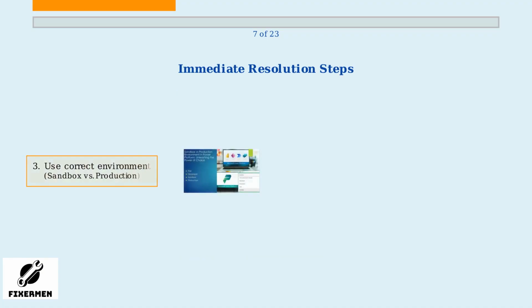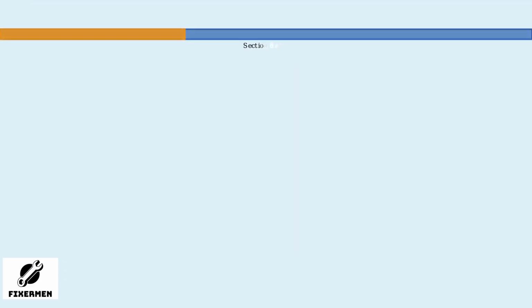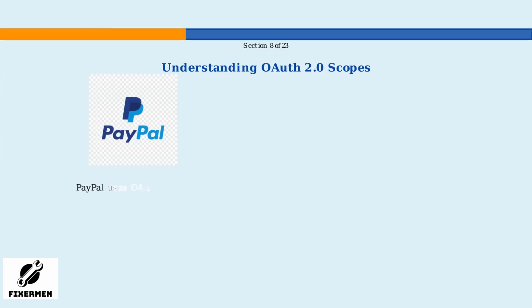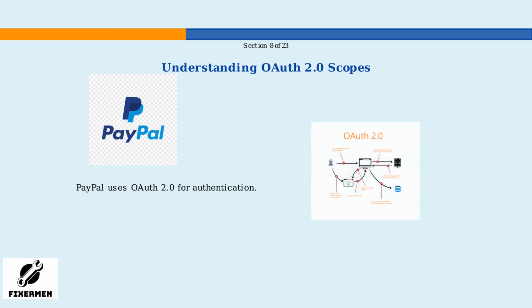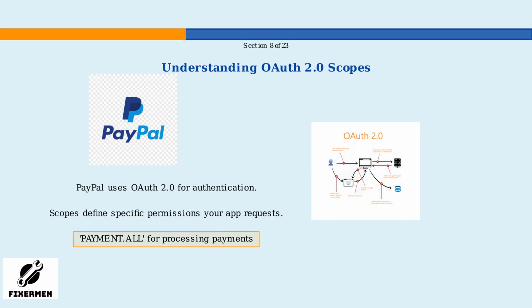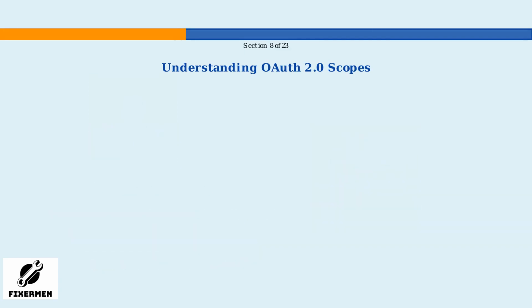Third, verify you're using the correct environment. Make sure you're in the sandbox for testing or production for live transactions and that your credentials match the selected environment. PayPal uses OAuth 2.0 for authentication. This protocol allows your application to securely access PayPal's services on behalf of users. Scopes define the specific permissions your application requests. For example, payment.all allows processing payments. Requesting the correct scopes is vital to avoid permission errors and ensure your integration works smoothly.